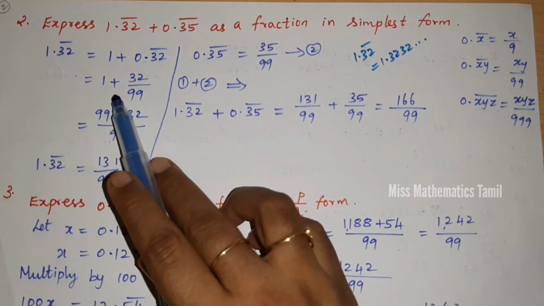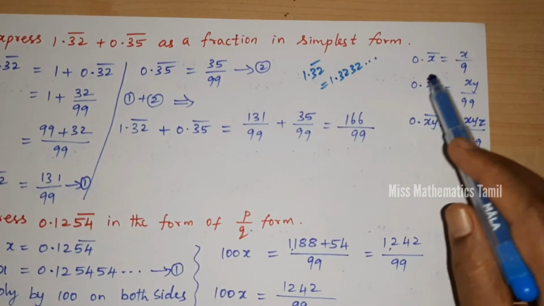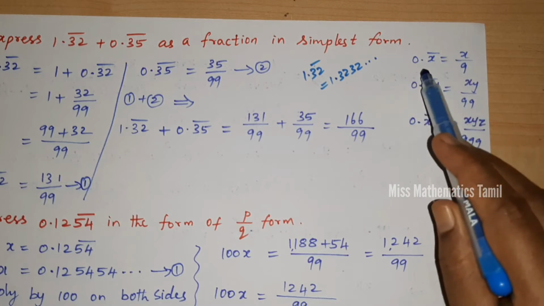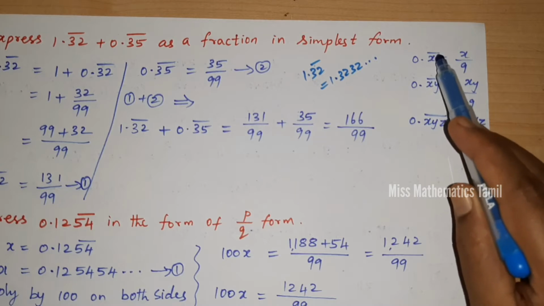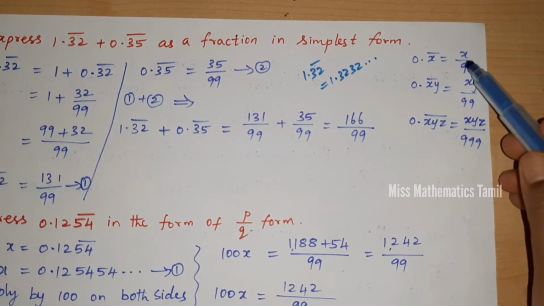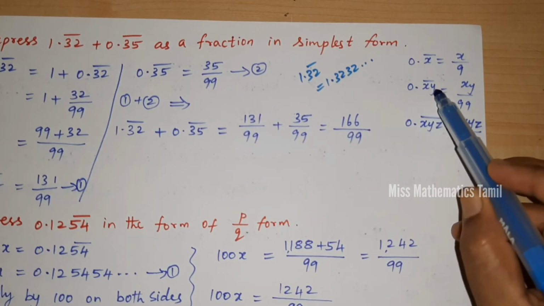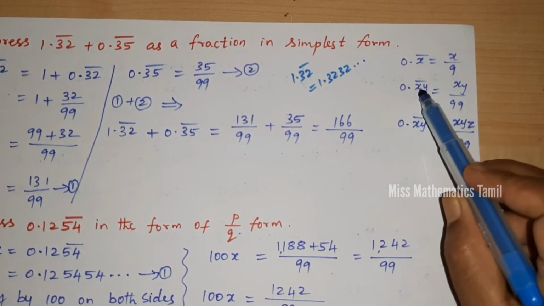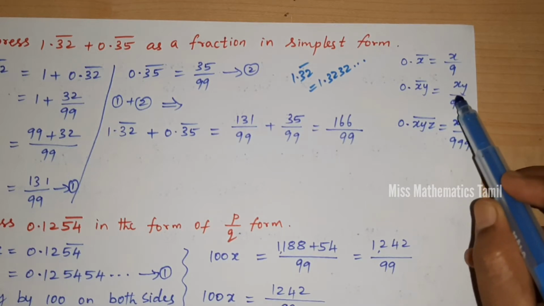Next, 1 plus, what I am going to write for this portion? See here, 0.x bar. Listen carefully: 0.x bar, how many numbers are under that bar? Only one number. So write x here, and under that the denominator we have to write only 9. Next, 0.xy bar means two numbers are under the bar, so write xy in the numerator, and under that you have to write 9 two times, which means 99.